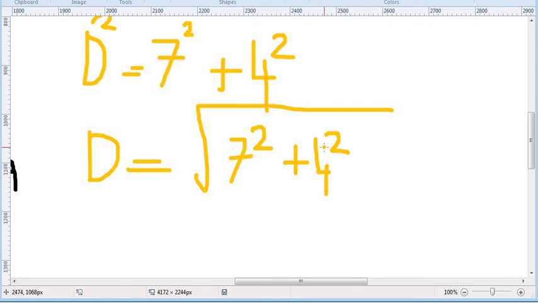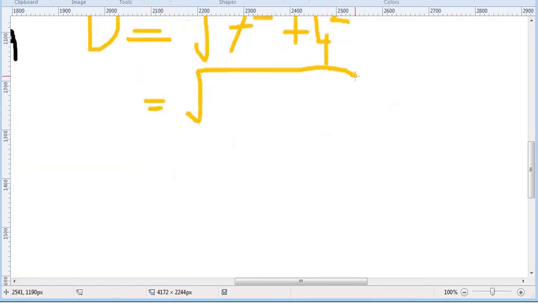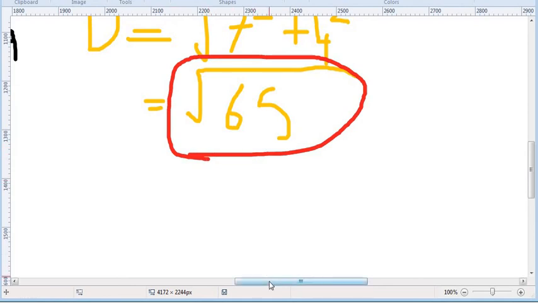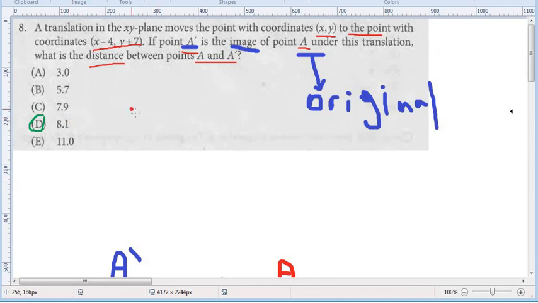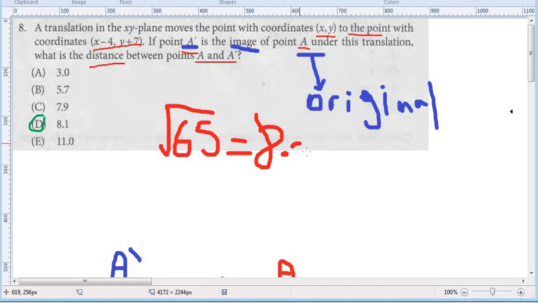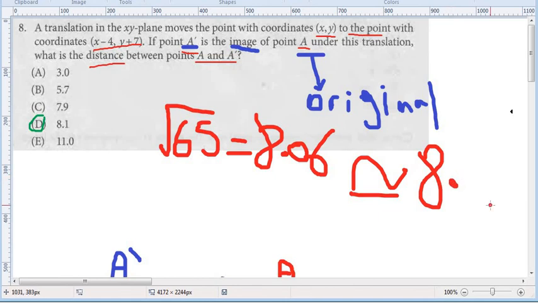And let me use the calculator. And it equals the square root of 65. That is the final answer. That is the distance from point A to point A dash. Now looking at the answer choices, we see choice A as 3.0, choice B as 5.7, choice C as 7.9, choice D as 8.1, and choice E as 11.0. So the square root of 65 equals 8.06, and then there's lots of other numbers. And the closest answer choice to 8.06 is D, which is 8.1. So that is the correct answer.